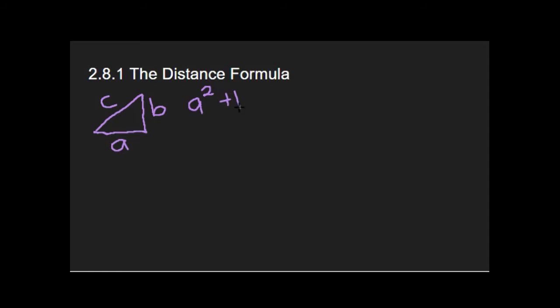A squared plus b squared is equal to c squared. And if you solve for c to find that distance between this point and this point, then you get c is equal to plus or minus the square root of a squared plus b squared. Of course, because we're dealing with a distance, it can't be negative, so the plus and minus doesn't matter, and you get c is equal to the square root of a squared plus b squared.